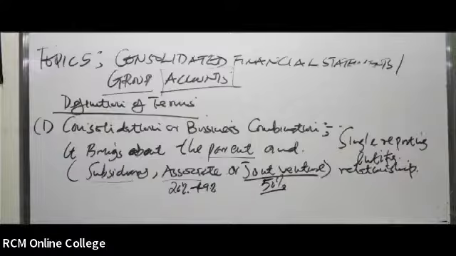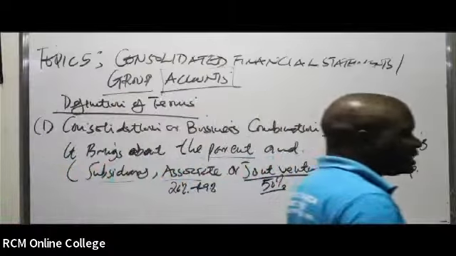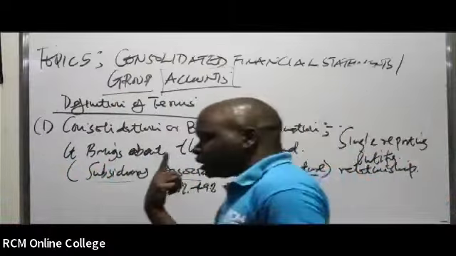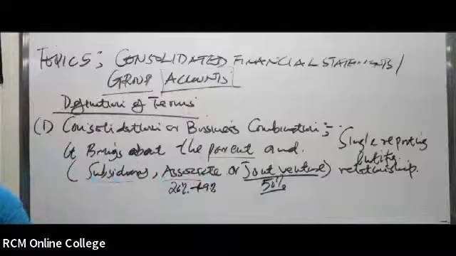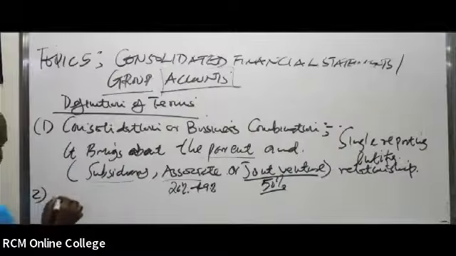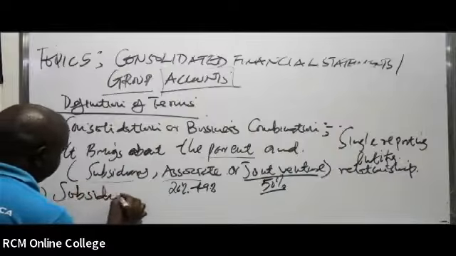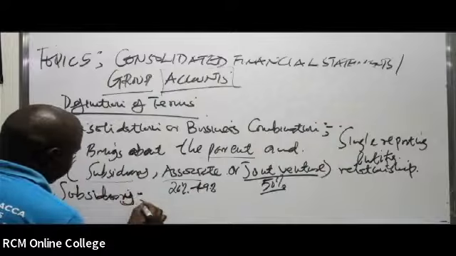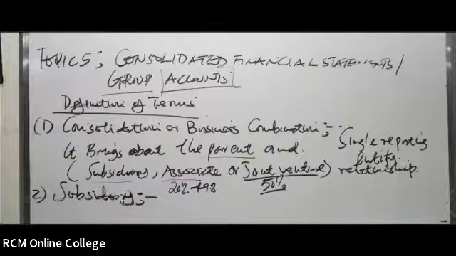So this is basically what you are trying to combine: the books of accounts of all these entities. You put them together and you come up with what? A single income statement. You come up with a single statement of financial position, or maybe a cash flow statement. So there are a number of terms you've been able to mention here. So number 2, you can write subsidiary. What is a subsidiary? You can write this about a subsidiary. It is an entity that is controlled by another entity.